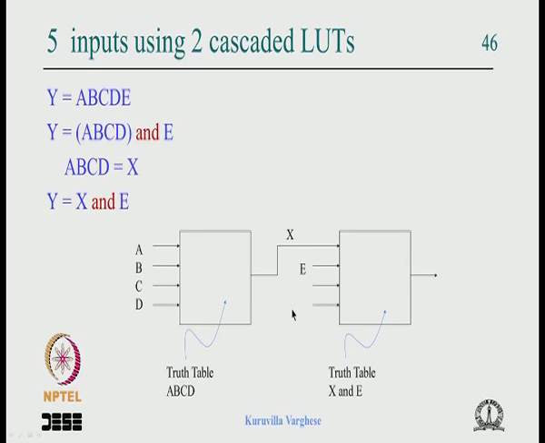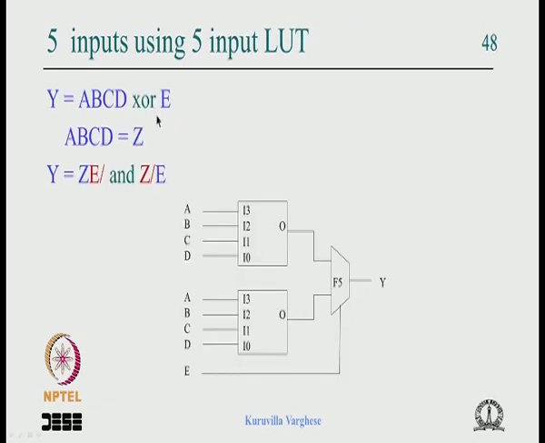But there are cases like you see this particular function, ABCD XOR E. Now, say ABCD is Z, that means we have to expand, it becomes Z XOR E, that is Z E bar and Z bar E. There is nothing common: when it is E bar it is Z, and when it is E it is Z bar. So you cannot have a common lookup table to cascade, you need a real true 5 input lookup table, so you are forced to use this architecture.